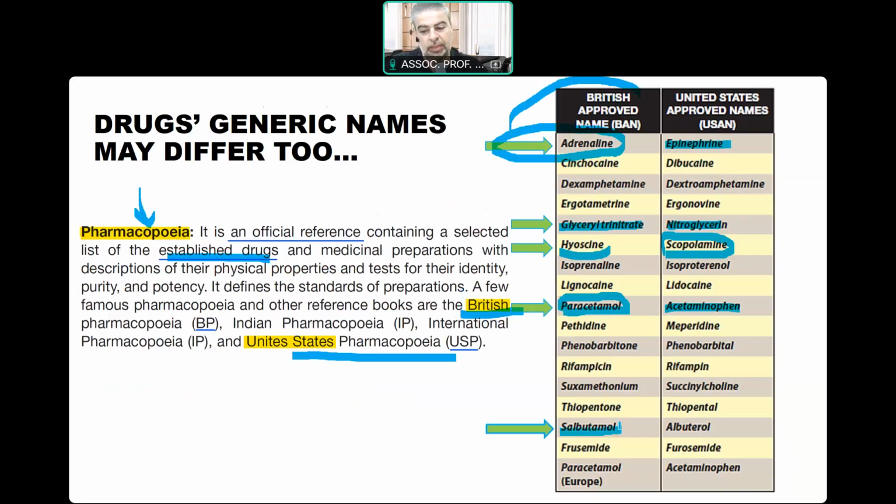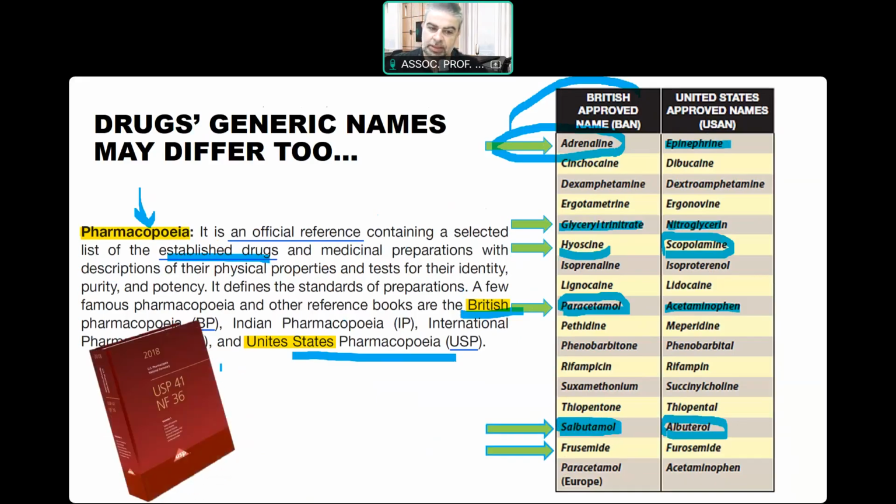Salbutamol: here we have to use salbutamol, following the Malaysian Pharmacopoeia, which also follows the British Pharmacopoeia, while in the United States, the same drug is named albuterol. Furosemide has only a minor spelling difference between the British approved name and the United States approved name. These pharmacopoeias are usually updated to add new medications and drugs, added yearly, or maybe every 2 years.